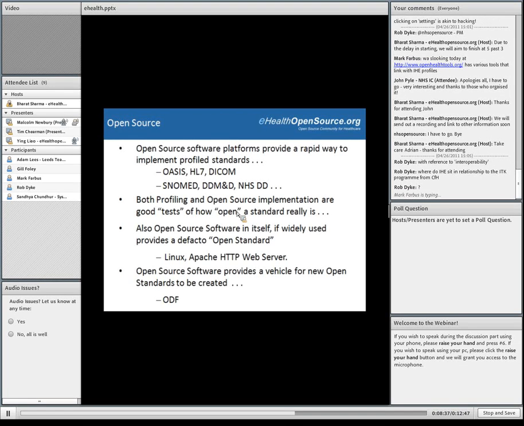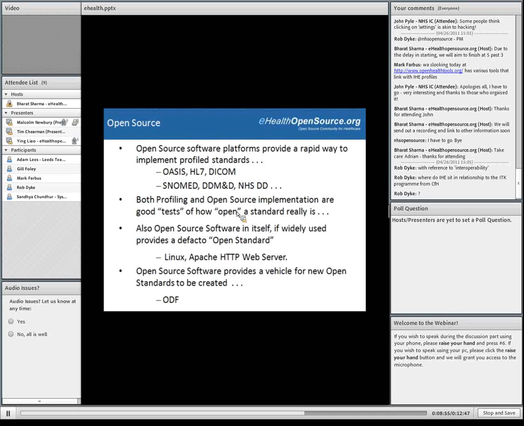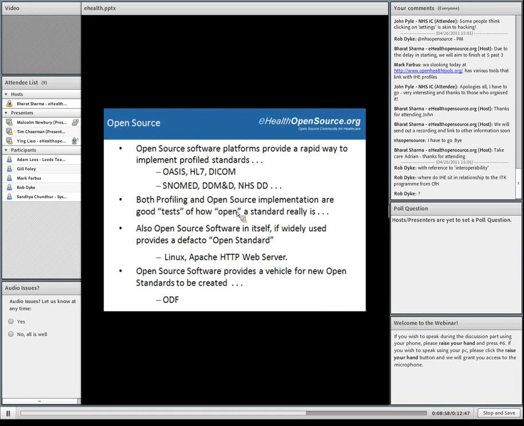But the key thing about open source is that an open source platform itself can, of course, if widely used, become a de facto standard, and that's really where we get Linux and the Apache HTTP web server from. They're de facto standards which have emerged from open source implementations, not standards which have been converted into open source platforms. And open source software itself, of course, can be a vehicle for new open standards like the Open Document format, which comes out of the OpenOffice stable. So if I could move on to the next slide.